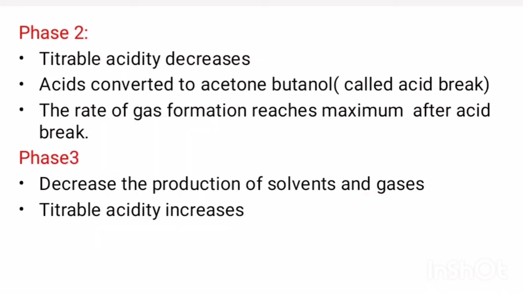In phase 2, the titrable acidity decreases due to the conversion of acids to acetone and butanol. This is called acid break. The rate of gas formation reaches a maximum after the acid break. During the third phase, there is a decrease in solvent production. There is a slight or no increase in the pH.